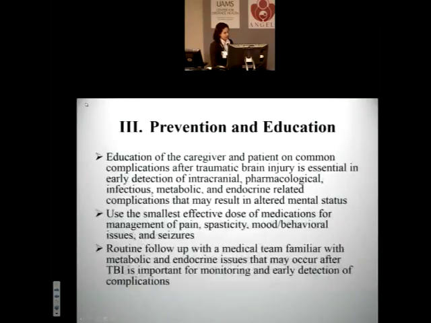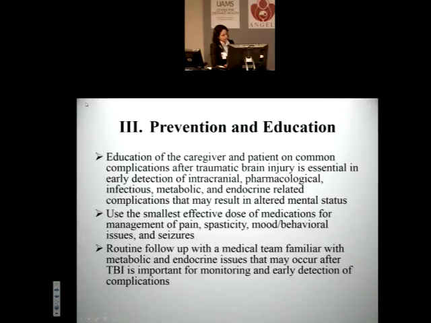Finally, prevention and education. Prevention and early recognition is the most important thing when it comes to altered mental status. Education of the caregiver and the patient on common complications after the traumatic brain injury is essential. Early detection of intracranial, pharmacological, infectious, metabolic, and endocrine-related complications that may result in altered mental status.